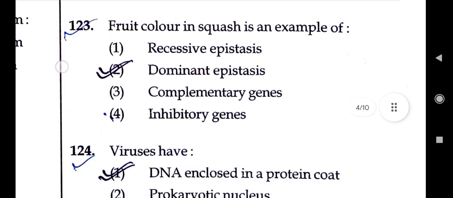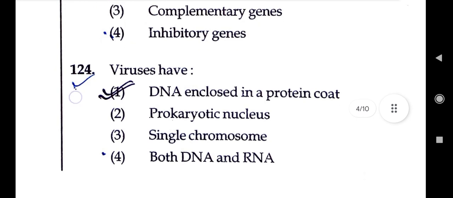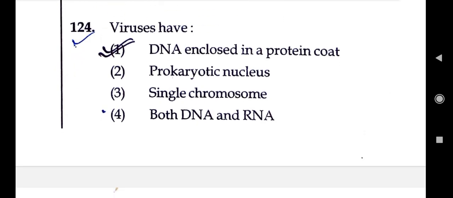Okay, students, let's see 124 number question. Viruses have, option 1, DNA enclosed in a protein coat, this is the right option. Viruses have DNA enclosed in a protein coat. The others are wrong options. Option 2, prokaryotic nucleus, this is a wrong option. Option 3, single chromosome, this is also a wrong option. Option 4, both DNA and RNA, it's also wrong.